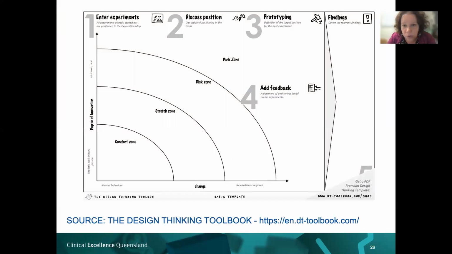You can also think about using existing tools online. This is an example again from the Design Thinking Toolbook. You can hand this out and ask people to come up with different ideas that get people to stretch where they're at. So you could say, radio, how innovative is that? Is it in our comfort zone? Is it in our stretch zone or our risk zone? And really, write down and adjust where you want to go, and the risk appetite for your organization.